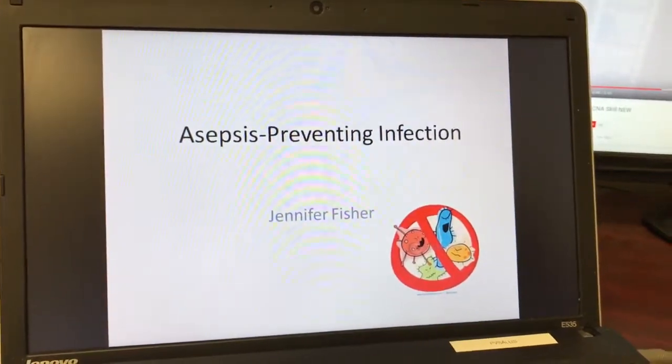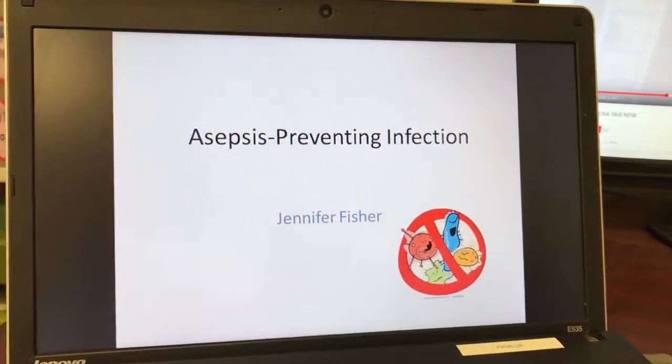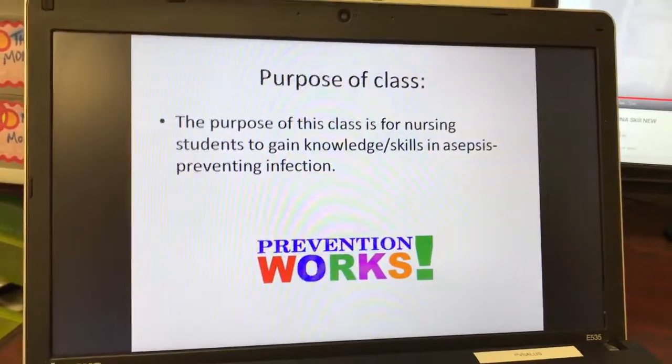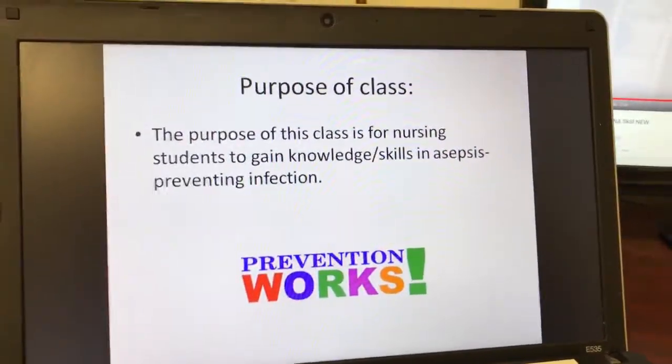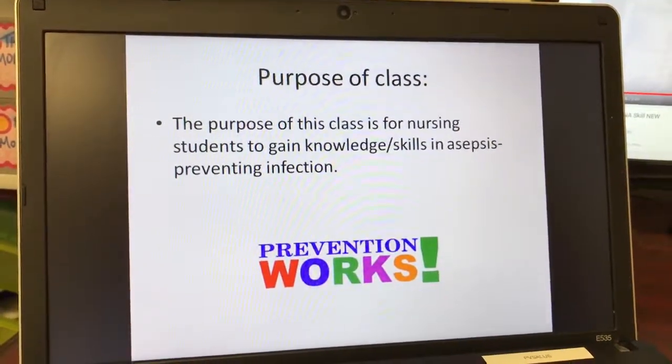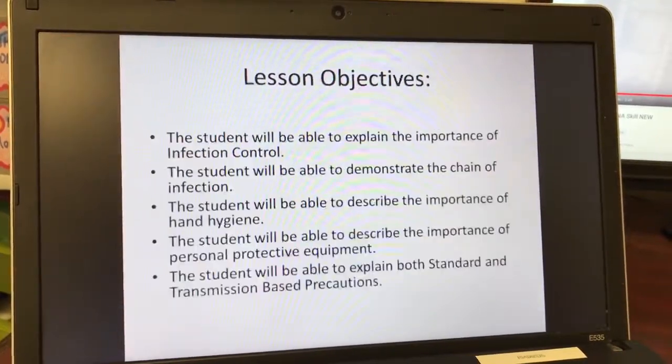This is Jennifer Fisher doing asepsis preventing infection. The purpose of this class is for nursing students to gain knowledge and skills in asepsis preventing infection.